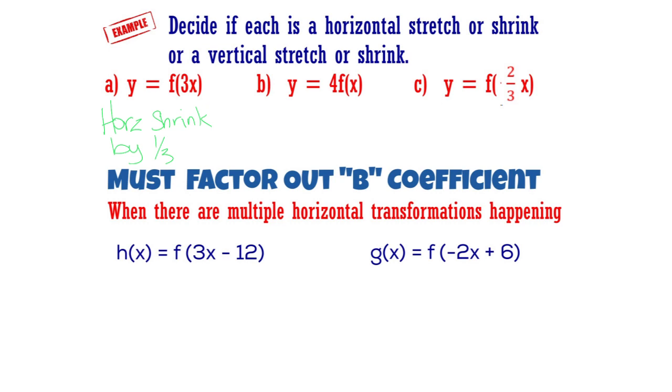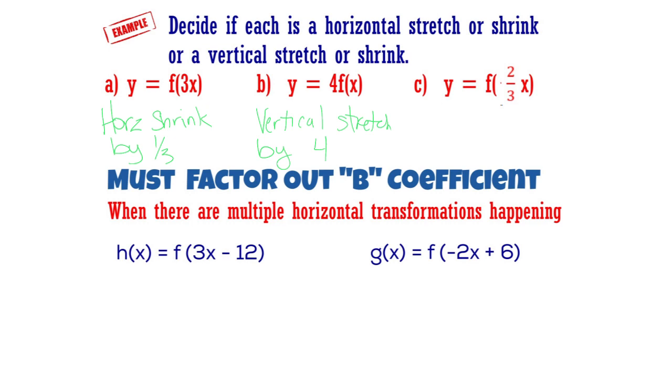Okay, let's look at B. Look at where that 4 is. Do you think that's a horizontal or a vertical thing? It is away from the x, not in there with the x, so that means it's a vertical thing. And we do what it says. So this is a vertical, and it's a bigger number, bigger than 1. So it's a vertical stretch by a factor of 4. It's 4 times taller than what the original function was.